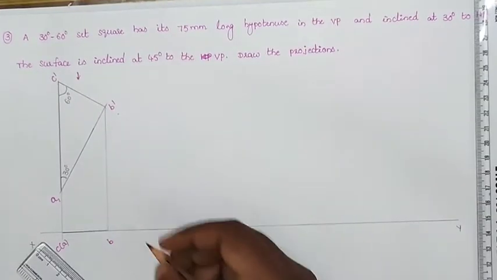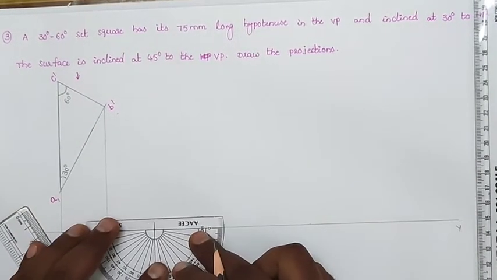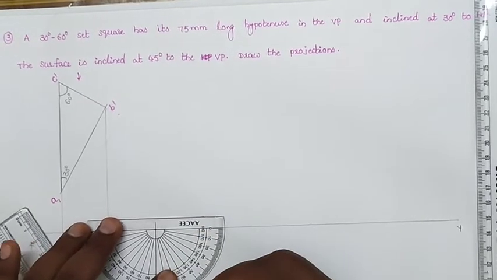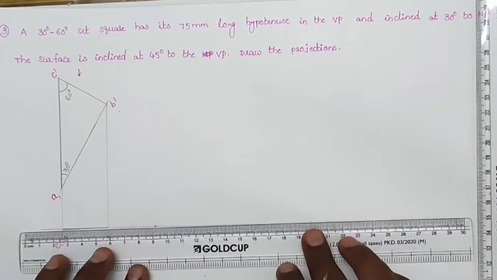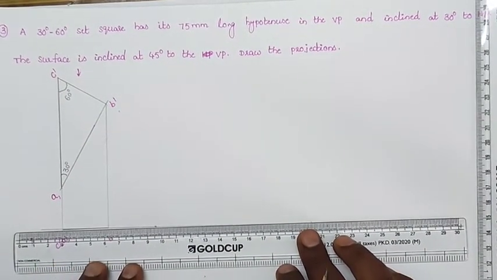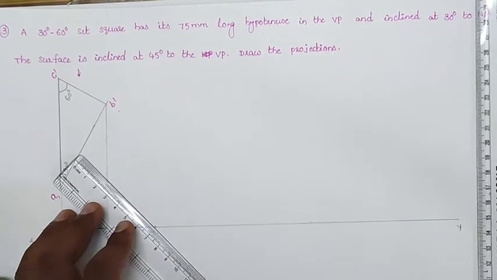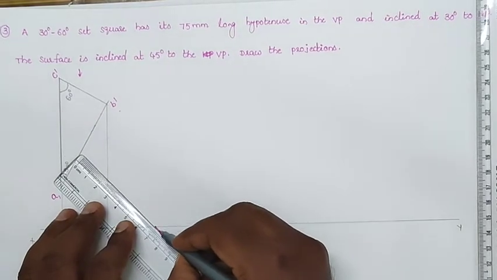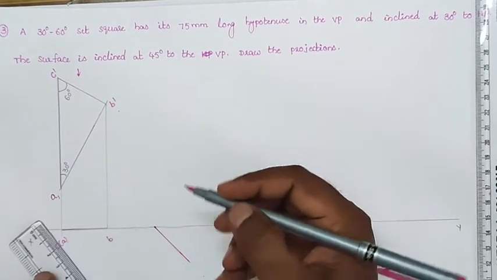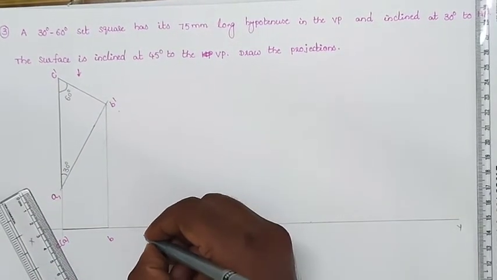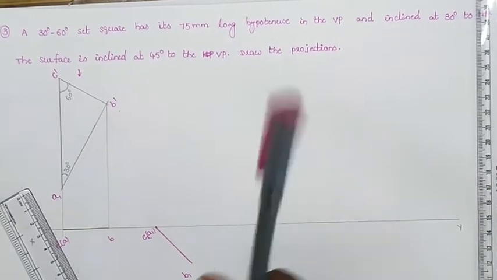So we can tilt it. That means you can take some distance and draw the 45 degrees inclined line, with the length of the first top view. With the length of the first top view, we will tilt the first top view. So I am locating here C1, A1, and here I am locating this one as B1 point.